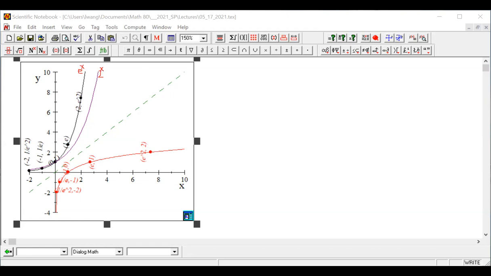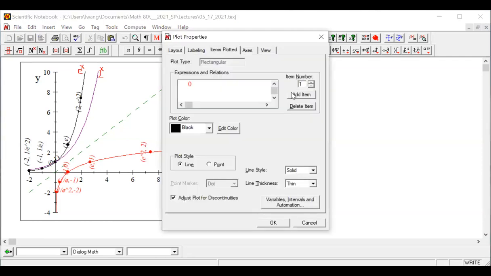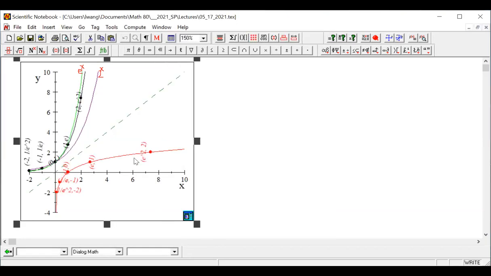How about 3 to the power x? Let's see what color I'm going to give it. This bright green. The bright green is 3 to the power x.